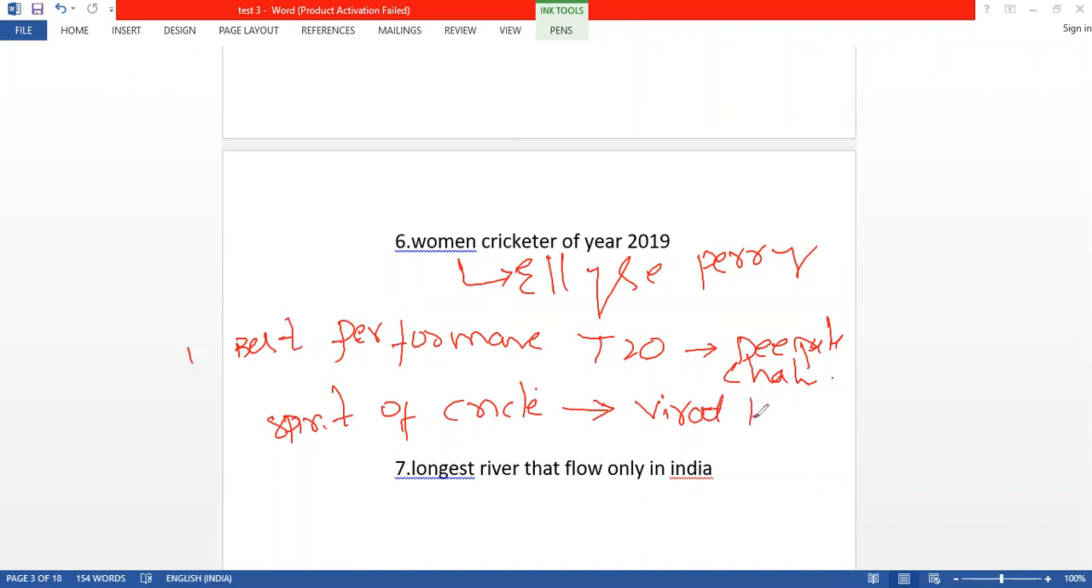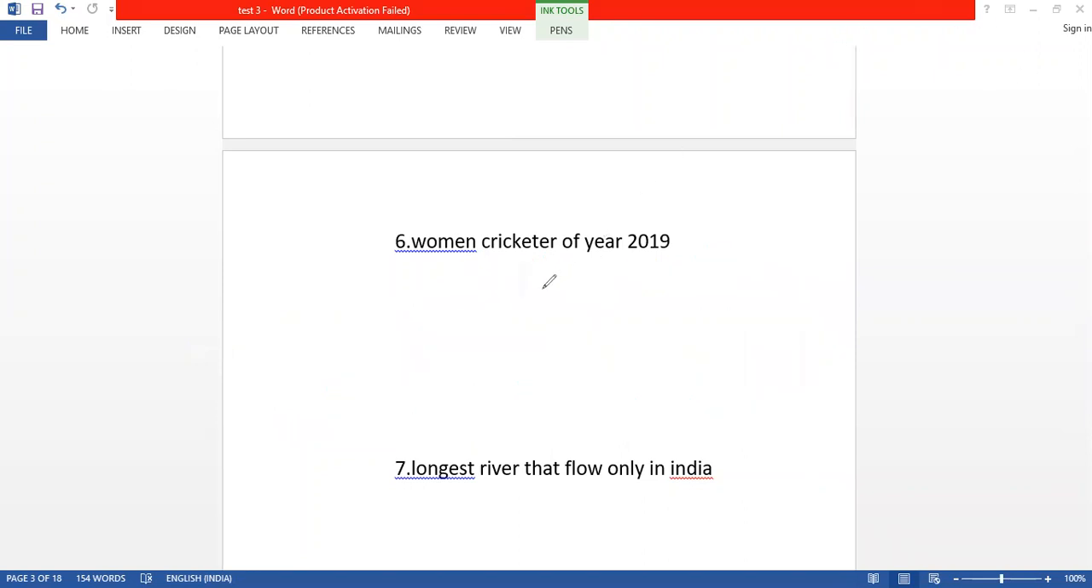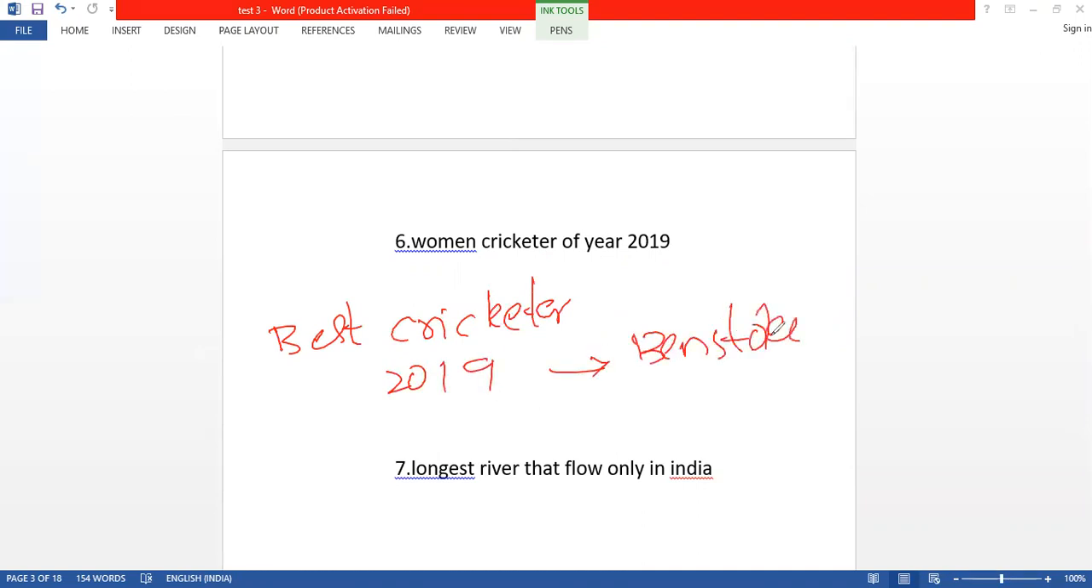For what? When Smith was playing in the World Cup, due to the ban, everyone was making fun of him. Then he told, "Let him play, don't disturb." Because of that attitude, they have given the Spirit of the Cricket Award. Best cricketer of 2019, whom they have given? Ben Stokes, England player. You just Google a few more points, you will get the answer.